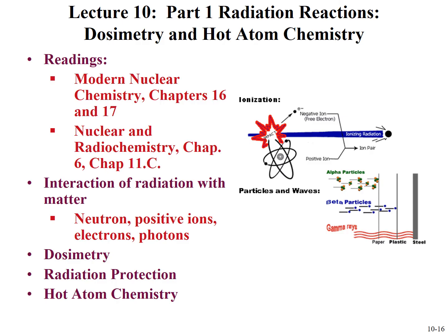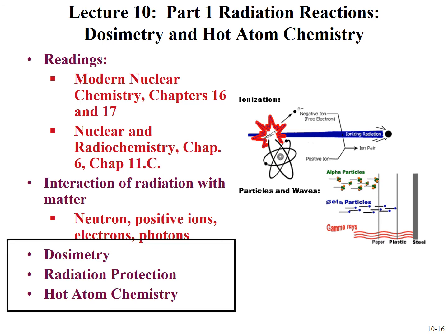This concludes part 1 of the lecture on radiation reactions. In this lecture, we really focused on the interaction of radiation with neutrons, positive ions, electrons, and photons. In part 2, we're going to discuss dosimetry, radiation protection, and then end this lecture discussing hot atom chemistry. When you've completed this lecture, please move on to part 2.